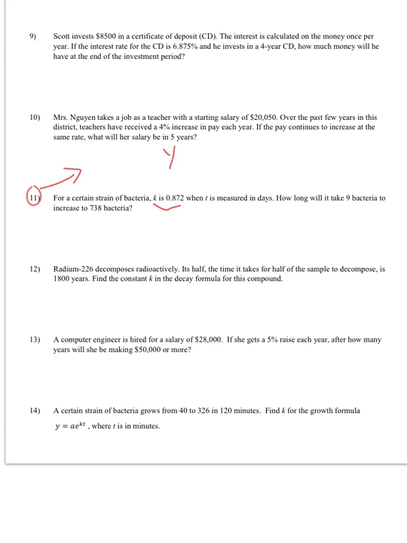So I'm going to say that we're going to use the equation y equals A times e. Now, is this growth or is this decay? Is it getting bigger or smaller? Well, we're getting from 9 bacteria up to 738, so the amount of bacteria is growing, which means it's growth, so that's going to be e to the positive kt power. There's the equation we're using.